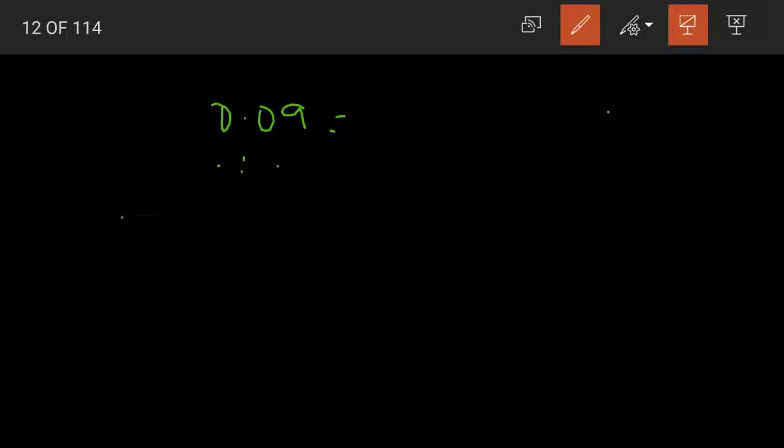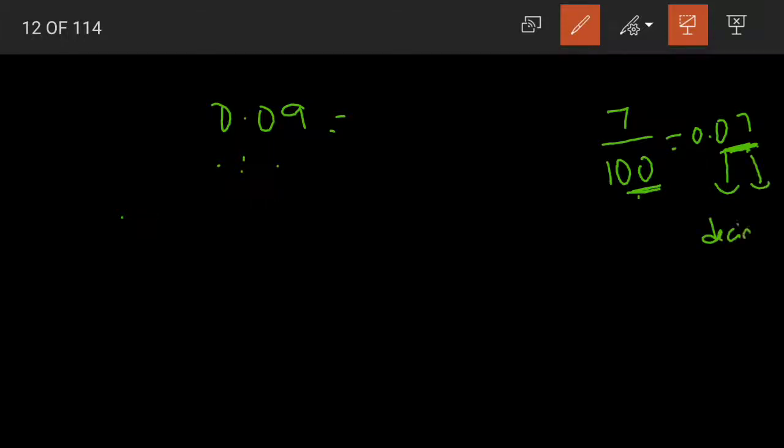If you recall how we converted a fraction into a decimal number, suppose we had 7 by 100, how would we convert it into a decimal number? It was 0.07. Yes, children, the number of decimal places is decided by the number of zeros in the denominator. This is called decimal places. One decimal place, we have two decimal places here.